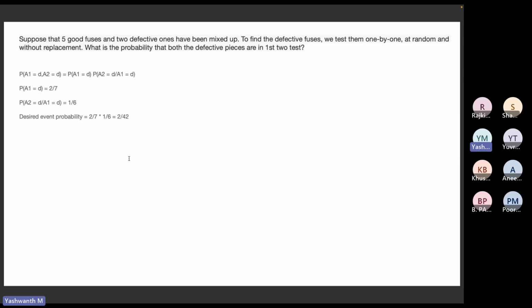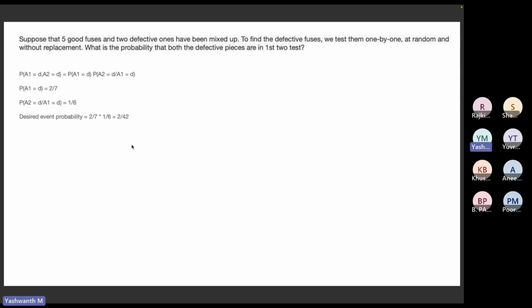Okay, I think this is the last question. Now, suppose we have 5 good fuses and 2 defective fuses, and they're mixed up. To find the defective fuses, we test one by one at random without replacement. What is the probability that both the defective pieces are in the first 2 tests?